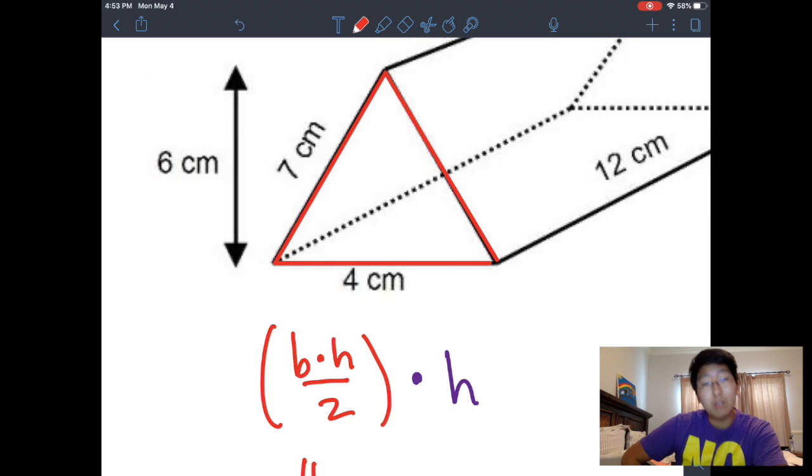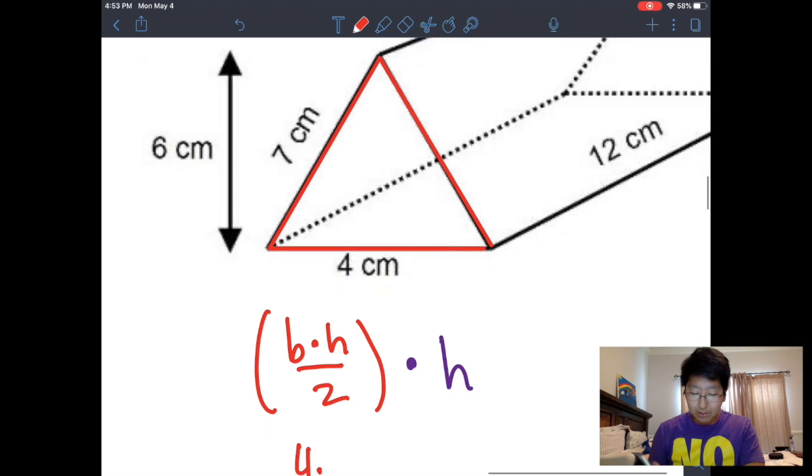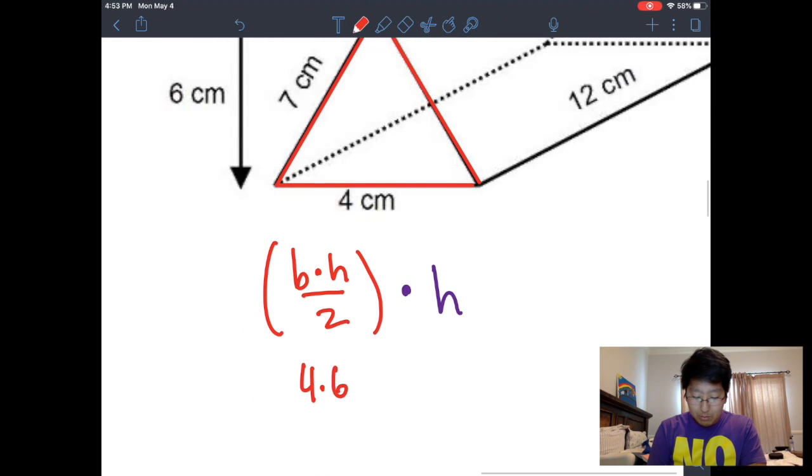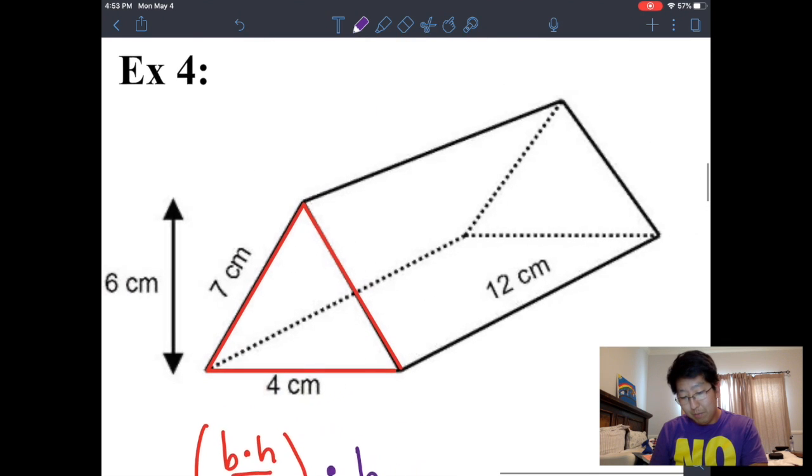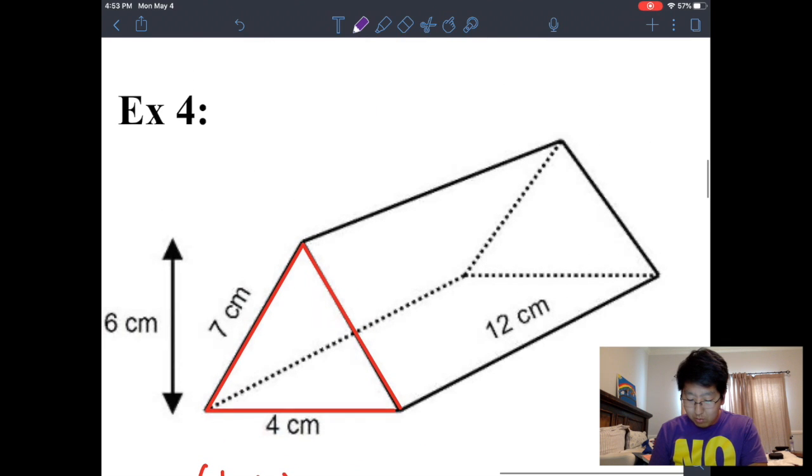Now, if you remember, I would stand and I would say, what's the height, right? It's from the very bottom to the very top. So here we need to look closely and see which height gives us the very bottom to the very top. Is it 6 or is it 7? Now, 6 gives us the height. 7 is a slanted height. So 4 times 6 divided by 2 times the height of this entire shape is going to be 12 centimeters.